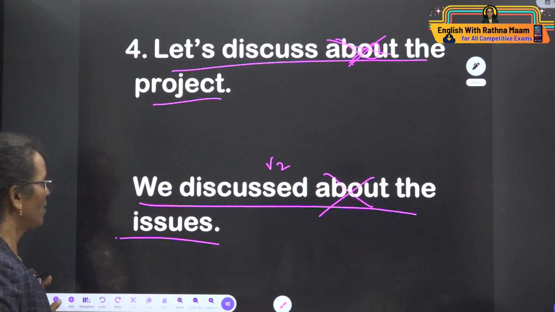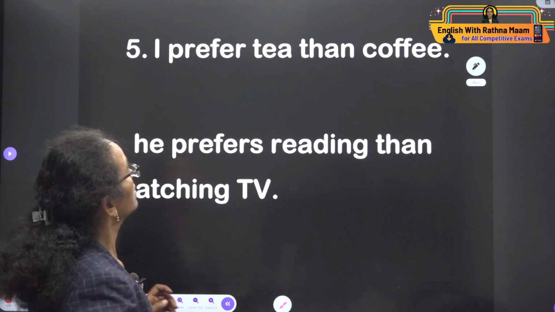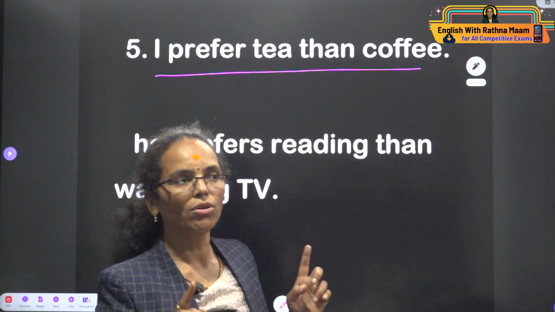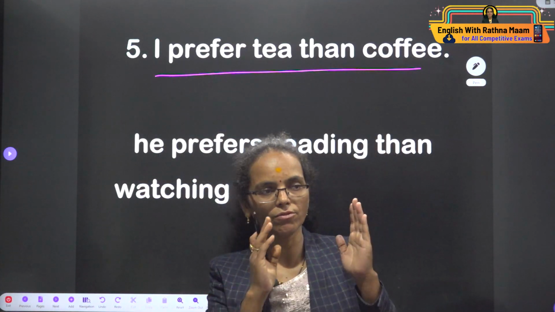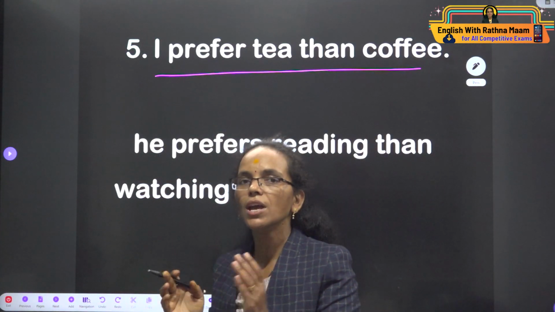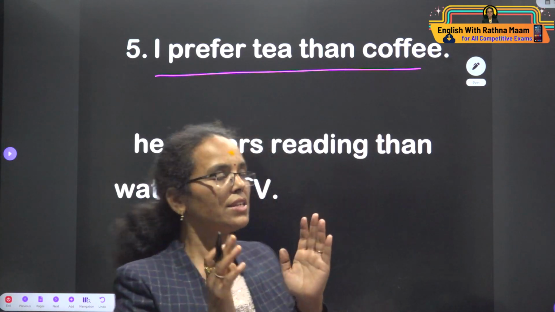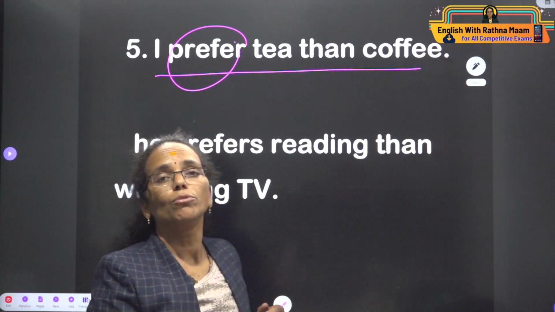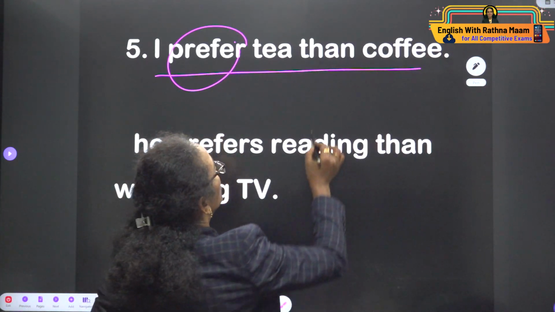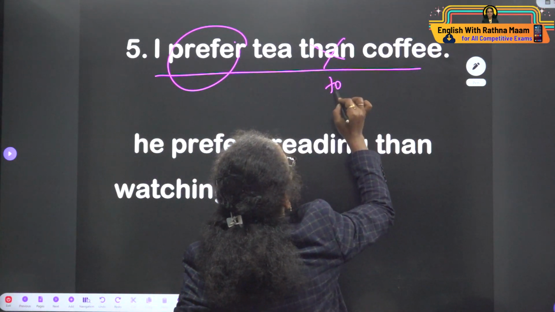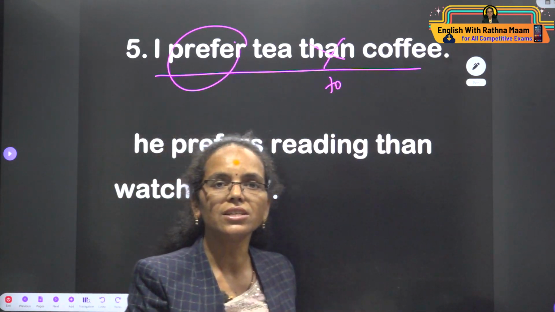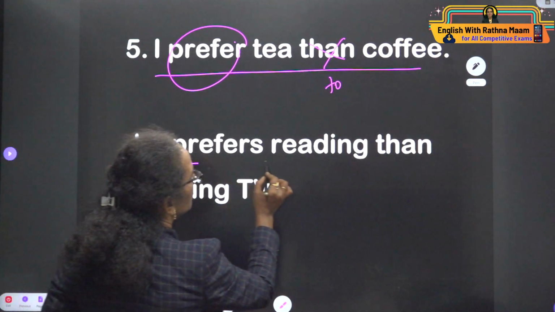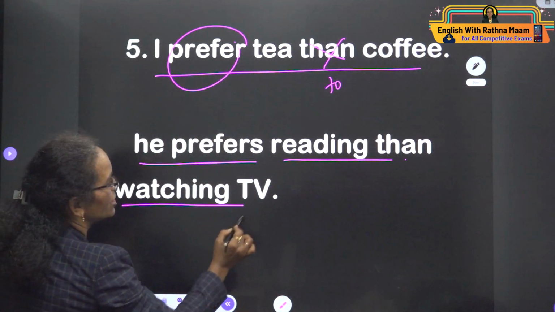Right? Move on to the next question. I prefer tea to coffee. When you have two options, one option is tea, the other one is coffee. When you are preferring, the word prefer is followed by to, not by than. So, I prefer tea to coffee means I like tea, not coffee. Right?